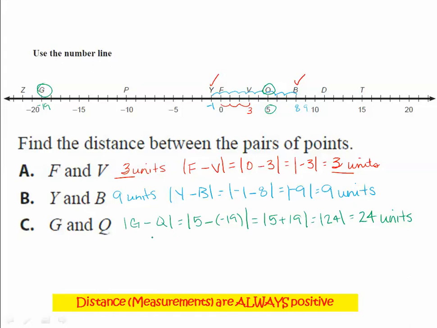And I apologize, I think I wrote that down wrong. That should have been -19 minus 5. But it still works out the same way since we're finding the absolute value. Let me cross those out. See, it still works.